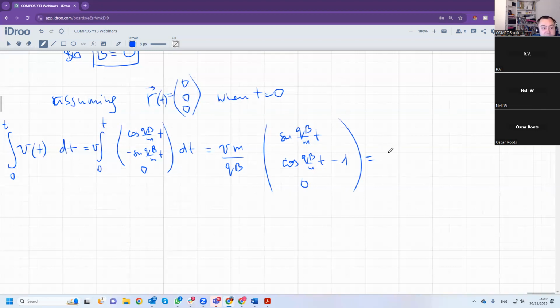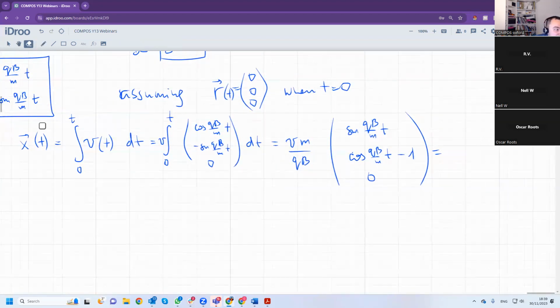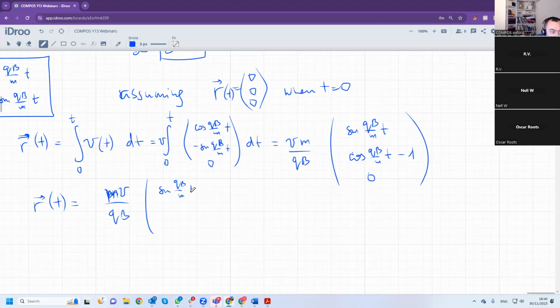And this means that, why am I saying x of t? It's not x of t, it's r of t, sorry, the radius vector. And that's it. So the solution, the radius vector, the position of the particle is mV over QB, and it's going to be sine(QB over M t), cos(QB over M t) minus 1, 0.